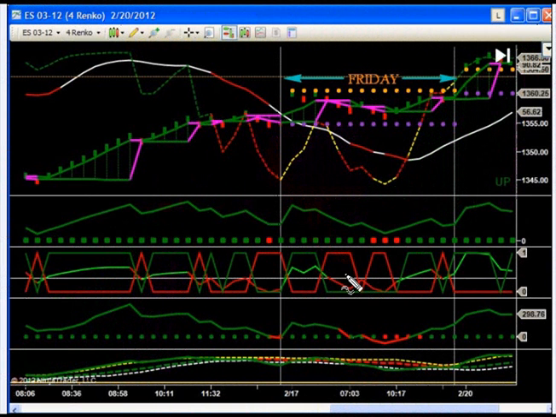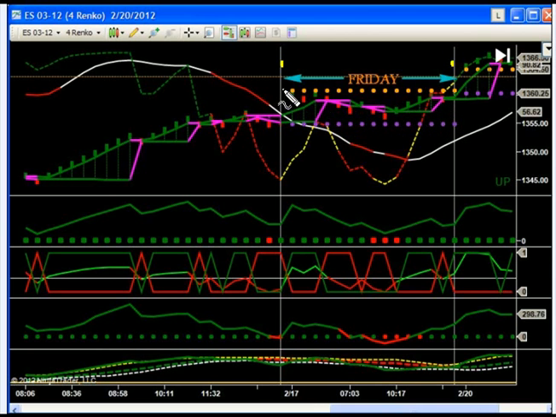Before we get started on today's trades, I just wanted to show you what last Friday, February 17th, looked like on the 4 Renko on the ES. This was Friday's open here in California at 6:30 in the morning, and the market closes at 1:15 in the afternoon. So this was all the bars produced on the 4 Renko on Friday, which was I think a total of 14 bars in here.